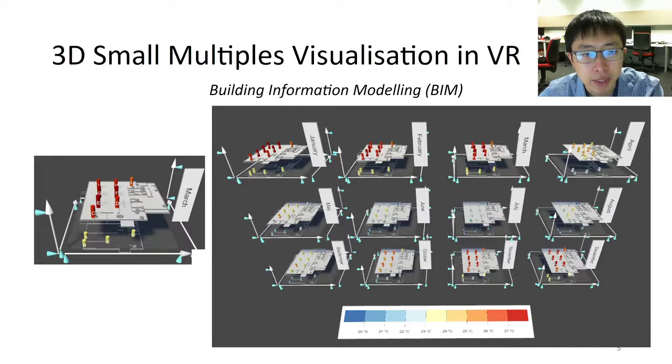Another example is BIM. With the use of the building information modeling format, facilities managers have more and more opportunities to visualize data coming from different building sensors overlaid on 3D CAD model of buildings. Those sensor data include temperature, pressure, and carbon dioxide. This image shows a single BIM model on the left and how it will look like in the small multiples on the right. This model is from one of the Monash campus buildings.